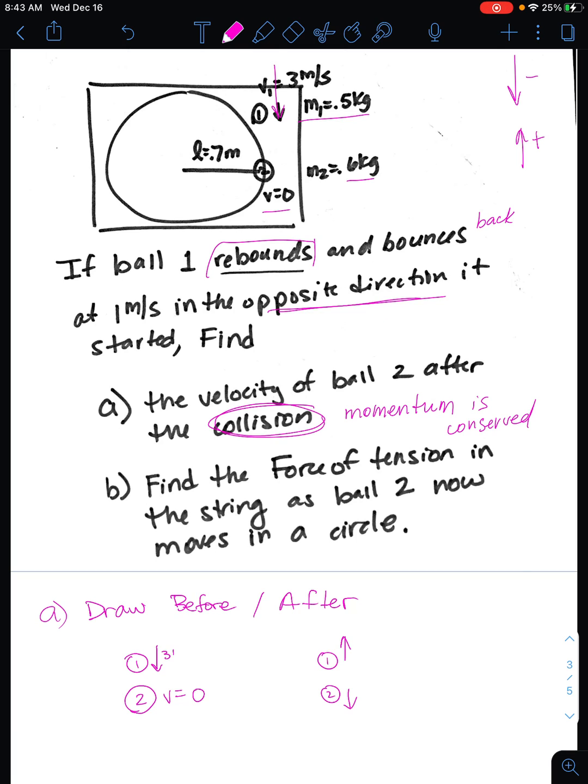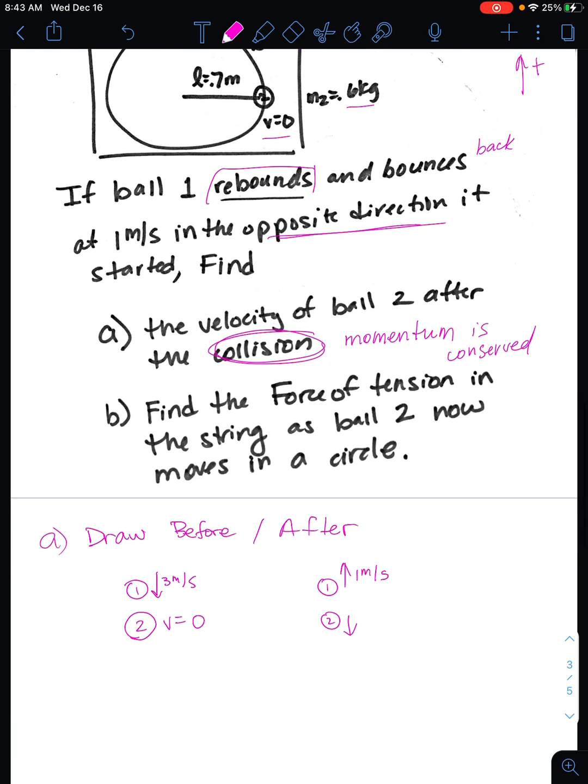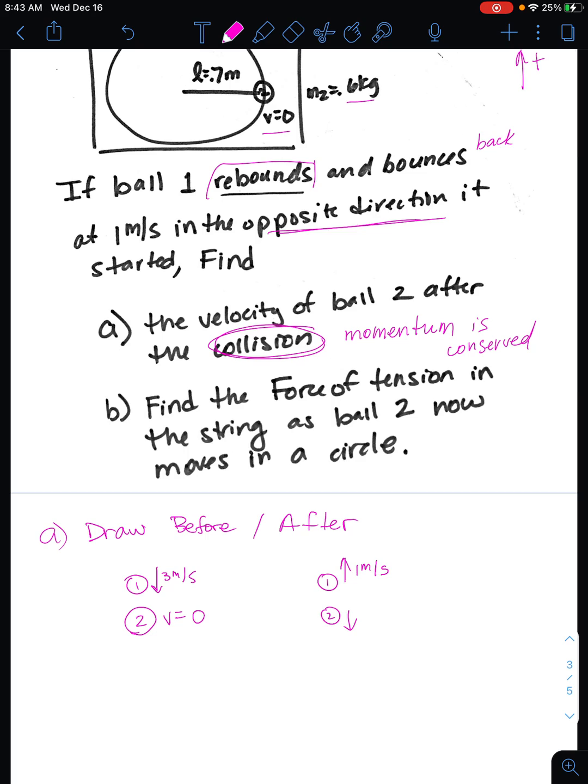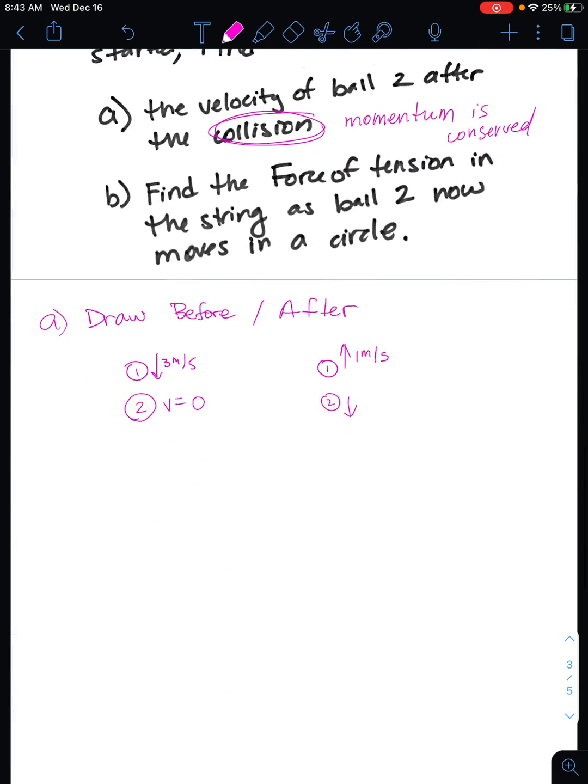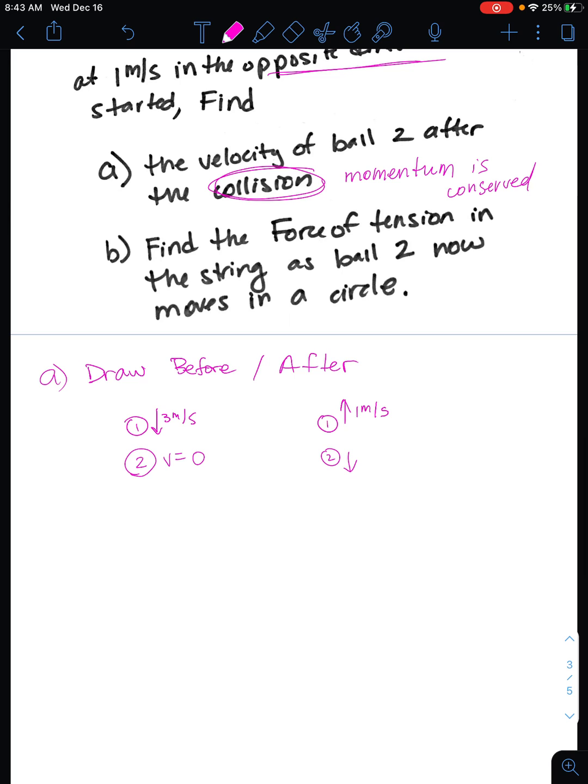Okay, so this is 3 meters per second downward, and ball 1 bounces back in the opposite direction that it started at 1 meter per second. So now I can look at this problem. I see that it's an elastic type of collision. And in that elastic type of collision, the objects start separate and end separate, and they bounce off of each other. I'm going to say that the total combined momentum of the system before the collision is equal to the total combined momentum of the system after the collision.